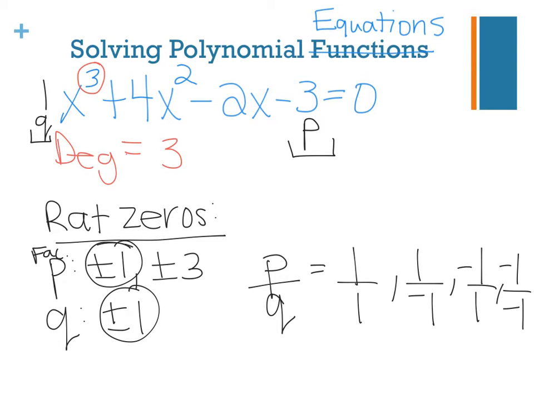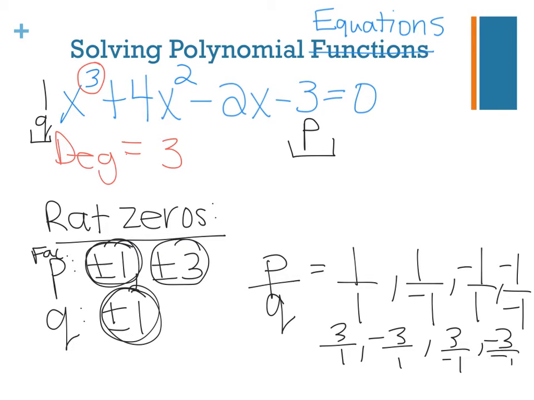So that's when I take this particular p-value, plus or minus 1, and divide it by plus or minus 1. And if I take plus or minus 3 and divide it by plus or minus 1, I get 3 over 1, negative 3 over 1, 3 over negative 1, and negative 3 over negative 1. So that gives me possibilities.